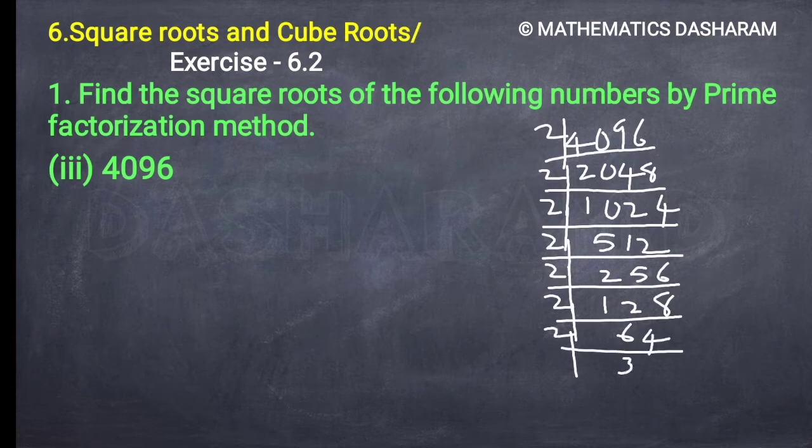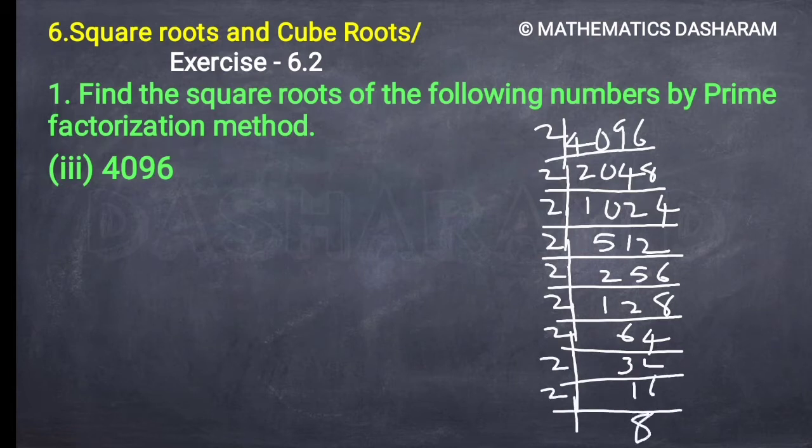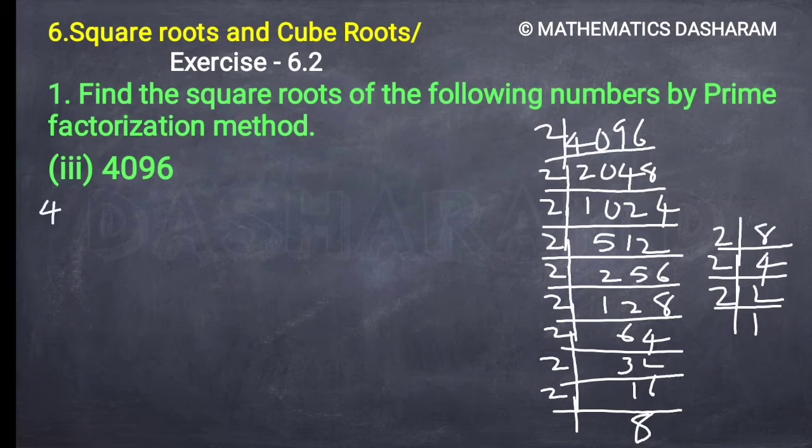Next, 2 thirty-twos are 64. Next, 2 sixteens are 32. Next, 2 eights are 16. Next, 2 fours are 8. Next, 2 twos are 4. So 2 ones are 2. So finally 4096 equals how many 2s? 1, 2, 3, 4, 5, 6, 7, 8, 9, 10, 11, 12.